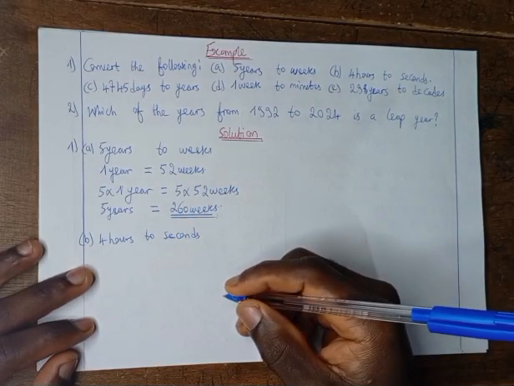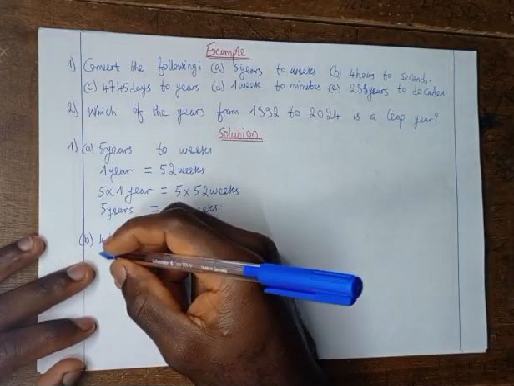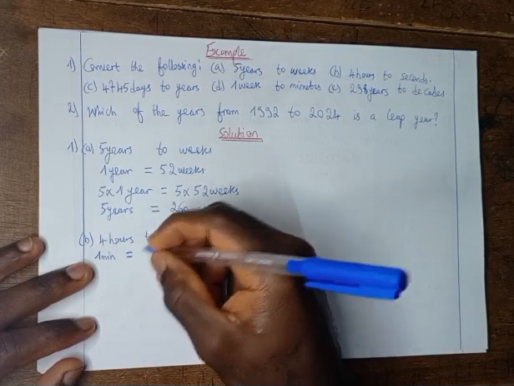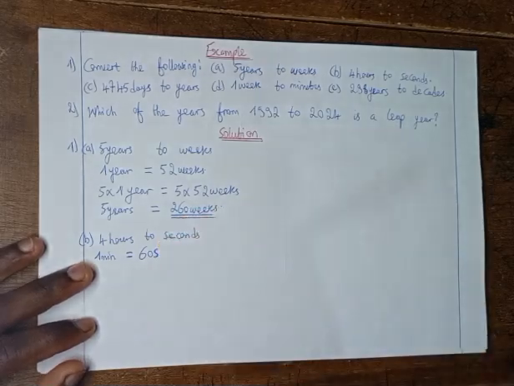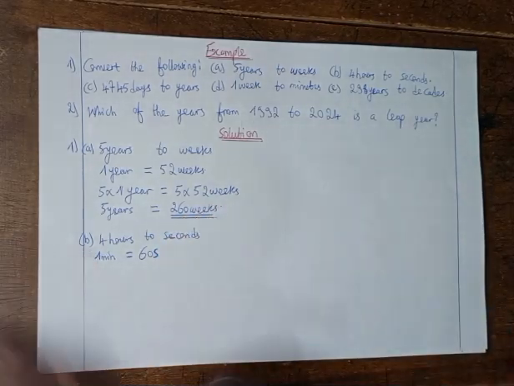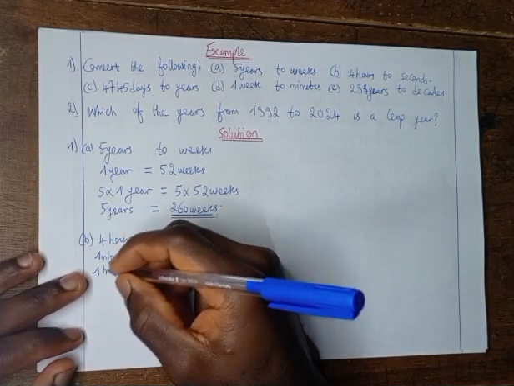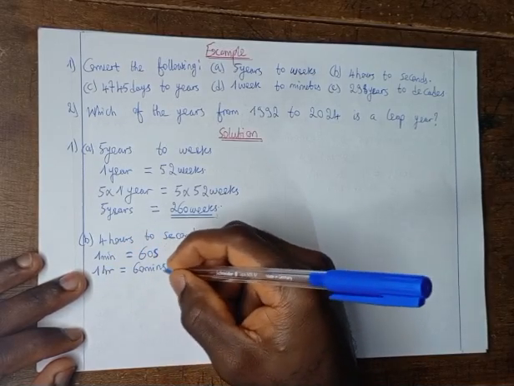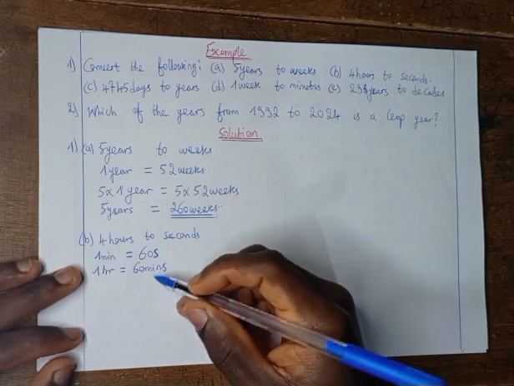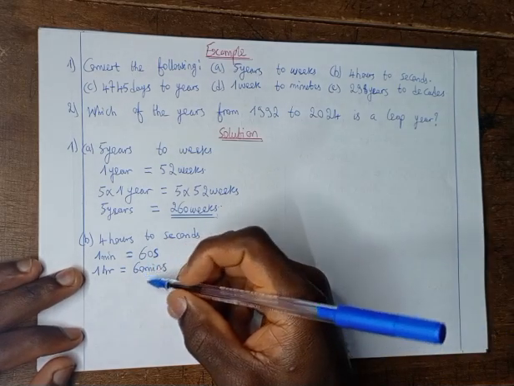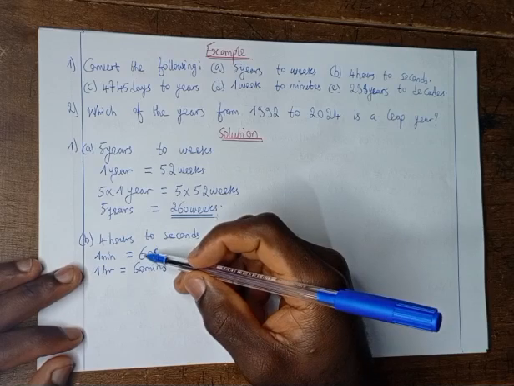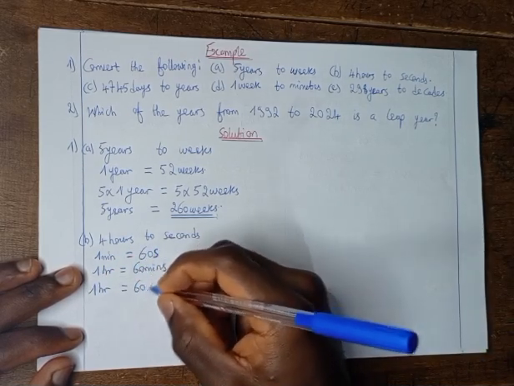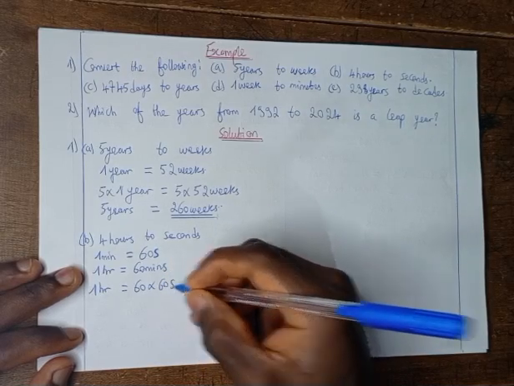First, we know that 1 minute is equal to 60 seconds. We know that 1 hour is equal to 60 minutes. For us to get the number of seconds in 1 hour, we are simply going to multiply 60 by 60. We are going to take 60 times 60. So 1 hour will simply be equal to 60 times 60 seconds.